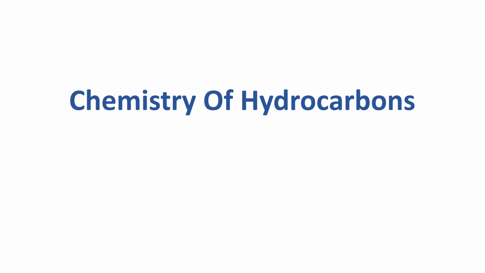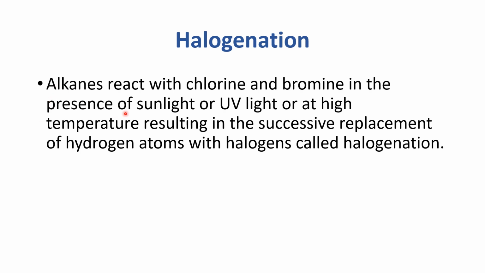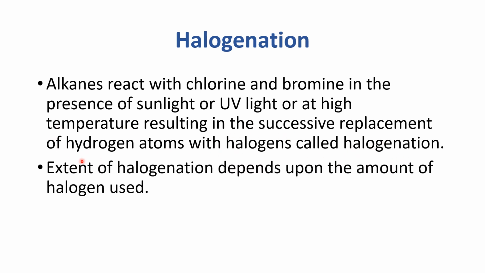The topic we are going to discuss is chemistry of hydrocarbons, and the subtopic is free radical reaction. So what is halogenation? Alkanes react with chlorine and bromine in the presence of sunlight or UV light or at high temperature, resulting in the successive replacement of hydrogen atoms with halogens, called halogenation. The extent of halogenation depends upon the amount of halogen used.